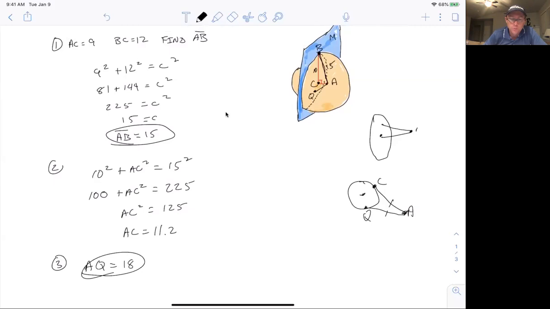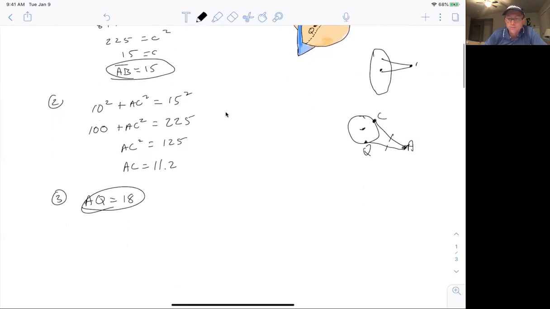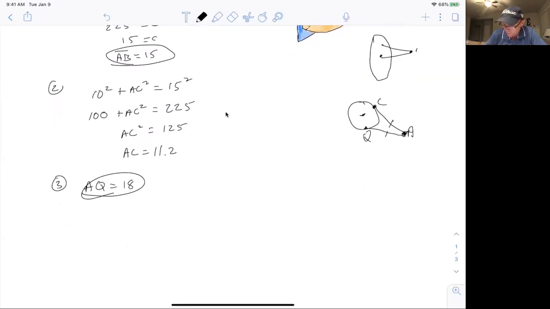So just a little review there, that a point outside of the circle is the same distance to the point of tangency of the circle. Okay. 4, let's do number 4.